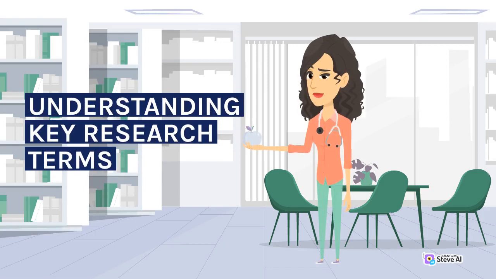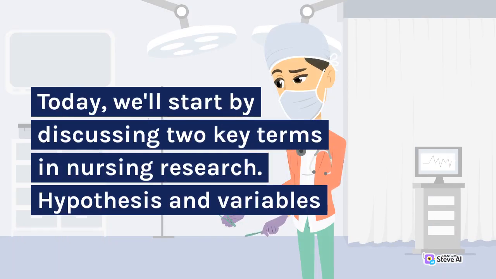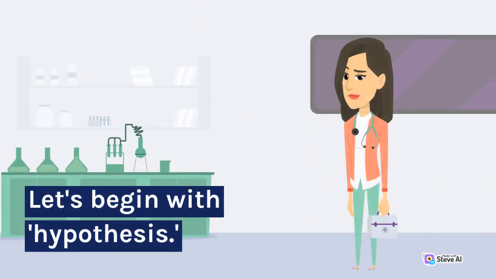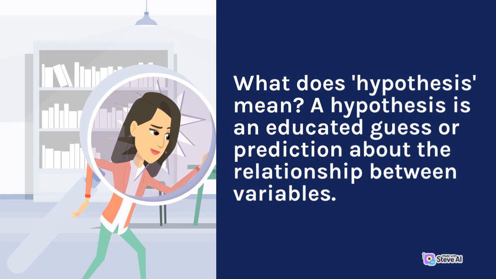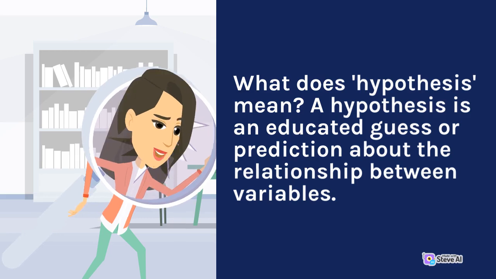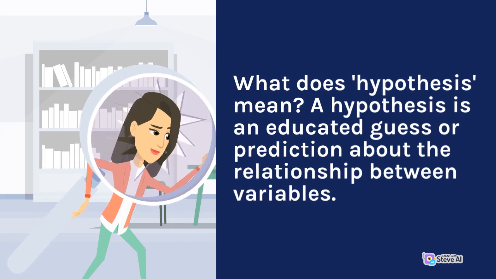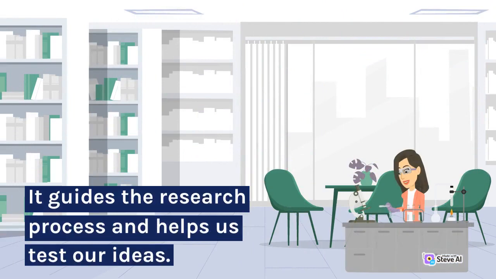Understanding key research terms. Today, we'll start by discussing 2 key terms in nursing research: hypothesis and variables. Let's begin with hypothesis. What does hypothesis mean? A hypothesis is an educated guess or prediction about the relationship between variables. It guides the research process and helps us test our ideas.